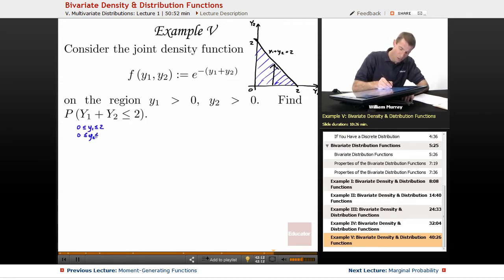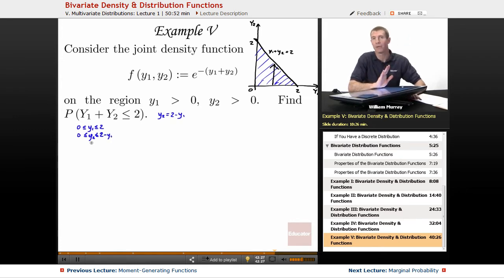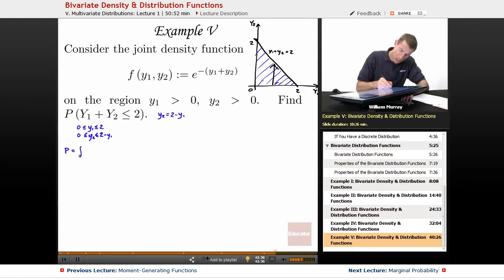goes from 0 to, if you solve that line out, you get y1 plus y2 equals 2. If you solve for y2, you get y2 is equal to 2 minus y1. And so I'm going to use that as my upper bound. That's going to make for some nasty integration, but there's no way around it. We just have to go through it. So my probability is going to be the double integral on that region, but I've already set up the limits here. So actually, I've done the hard part. The rest of it is just sort of tedious integration. y1 equals 0 to y1 equals 2, and y2 equals 0 to y2 is equal to 2 minus y1.